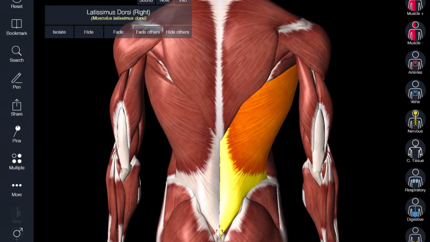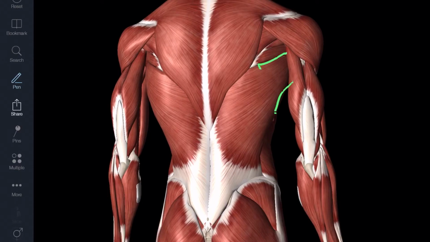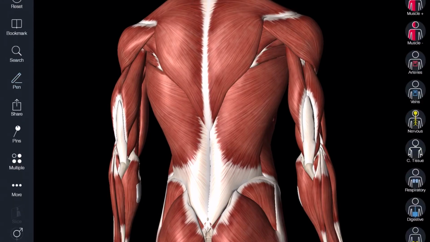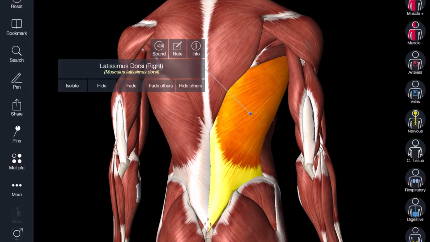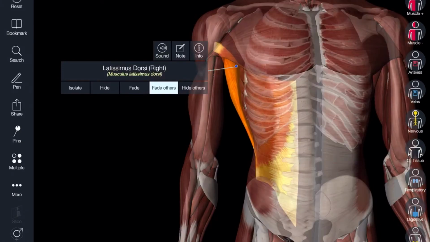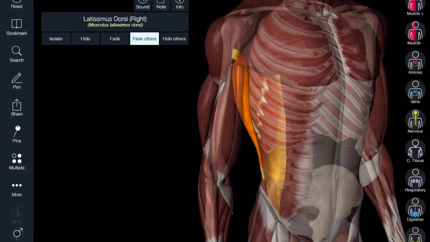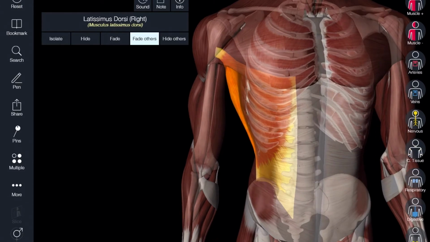So see how in through here, it's heading up into the axillary region, and then we see its insertion here. It inserts on the humerus, and specifically it inserts on the medial lip of the bicipital groove. Remember, the bicipital groove is that groove in between the greater and the lesser tubercle of the humerus.